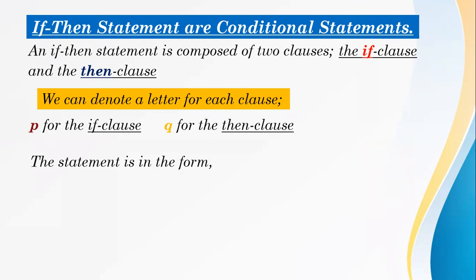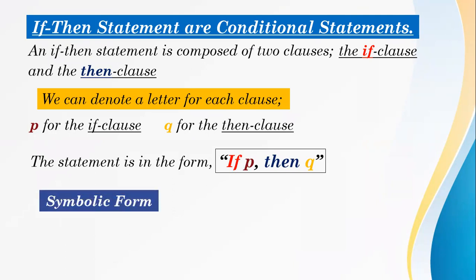The statement is in the form of if P, then Q. Then we have the symbolic form. And this will be the symbolic form: P, and then this symbol of if-then, then we have Q. So we have the given form, if P, then Q, then we have the symbolic form, P, then this symbol, then we have Q.